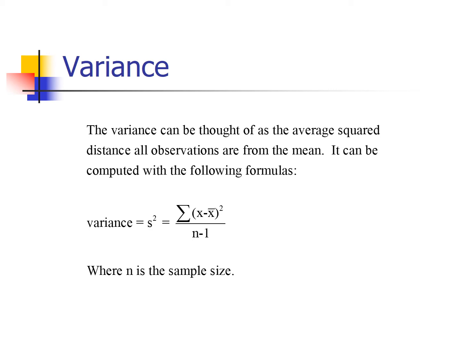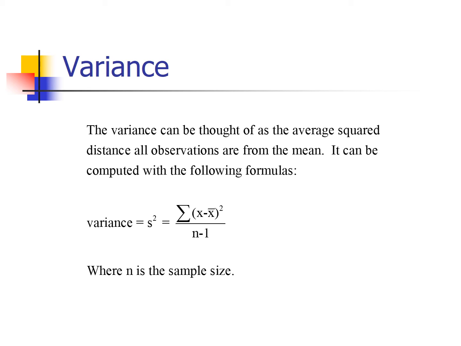So it's kind of looking at the average of these squared distances. Now the variance is in these weird squared units, which is often hard for us to interpret. Like the variance of salary is in units of square dollars, whatever a square dollar is.